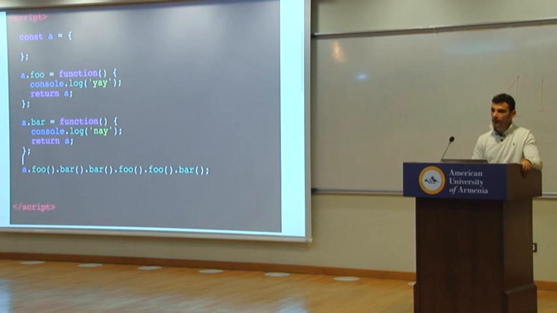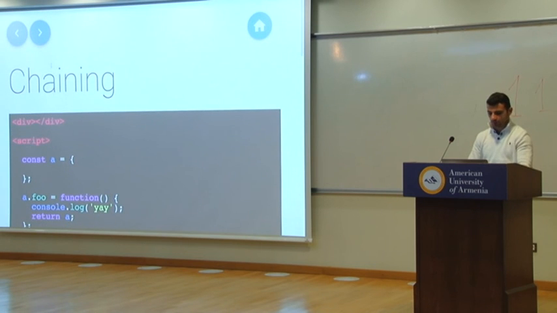Do you understand this concept? So this is called chaining because it looks like a chain, right? Something dot something dot something dot something dot something, right? So you have this notion in jQuery.